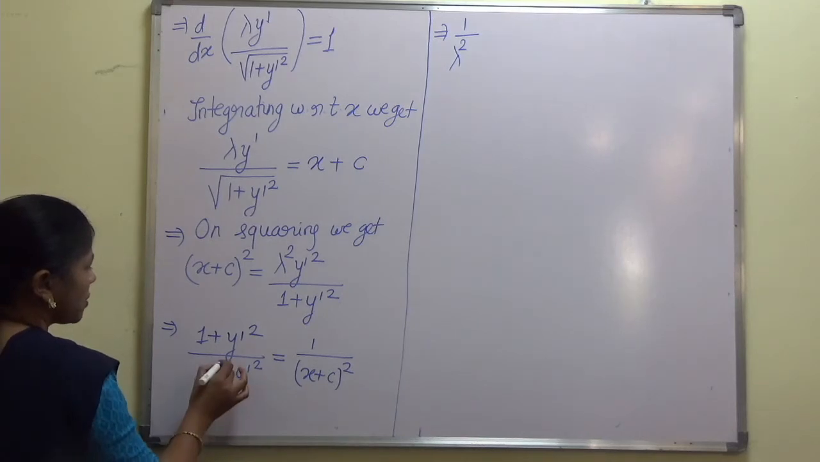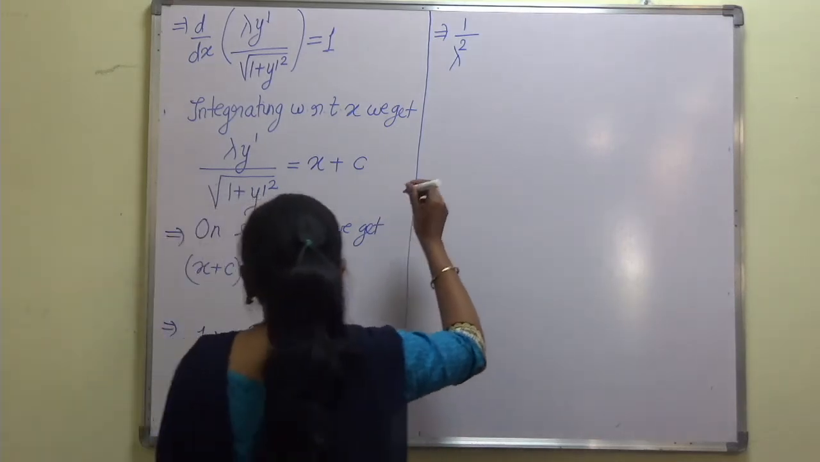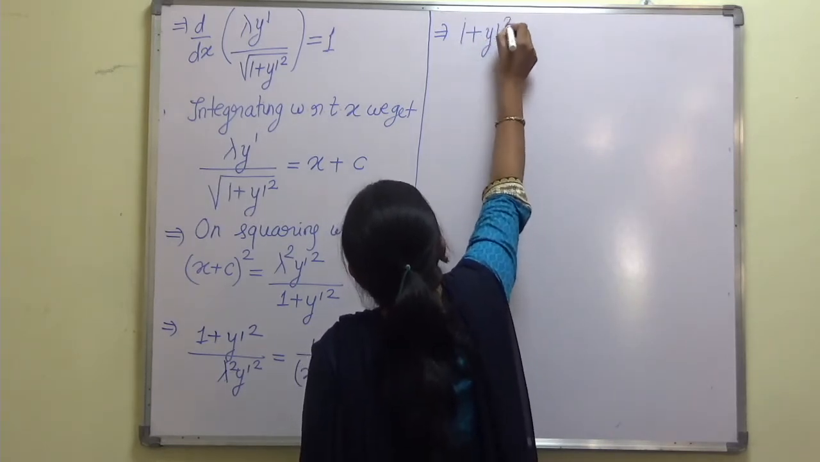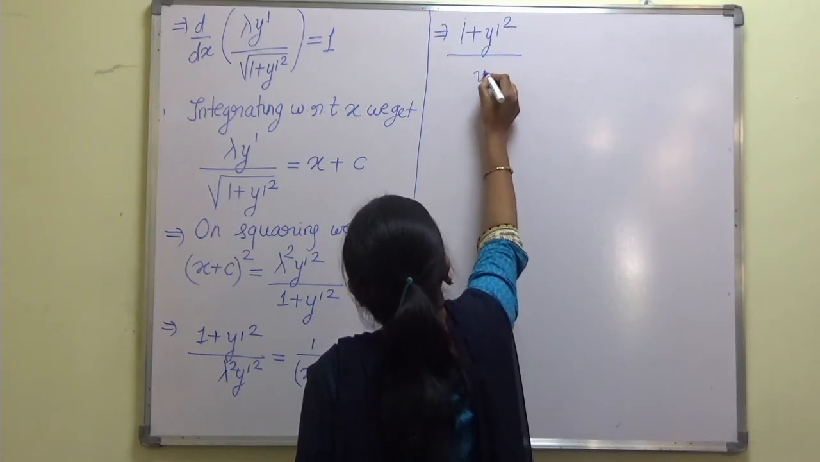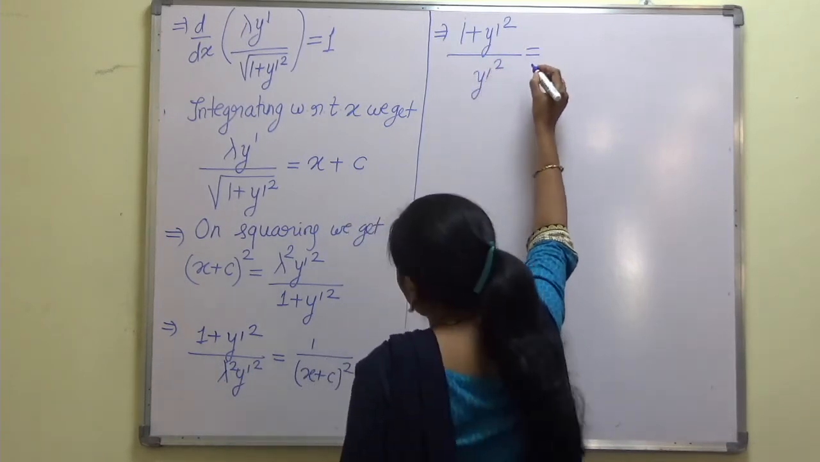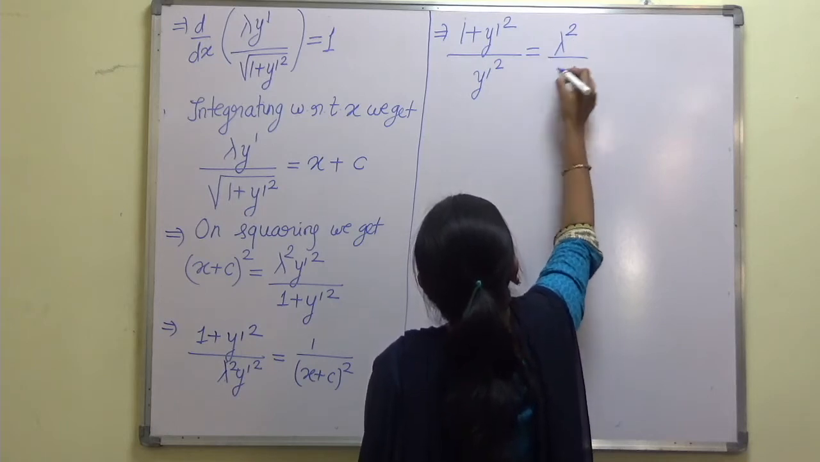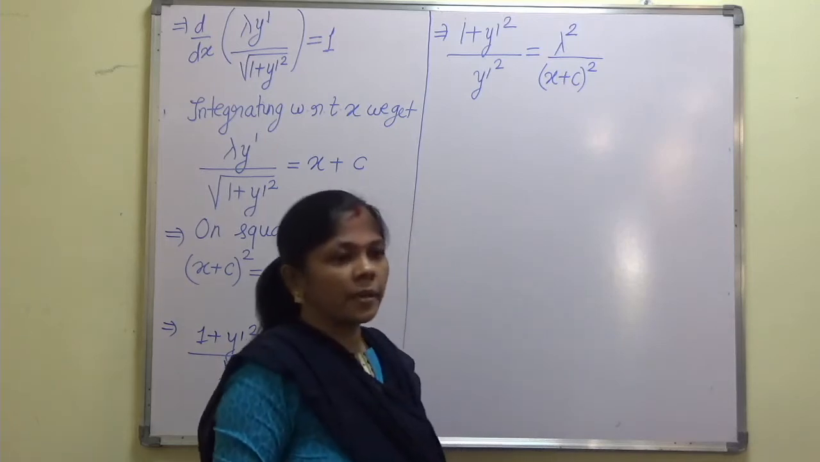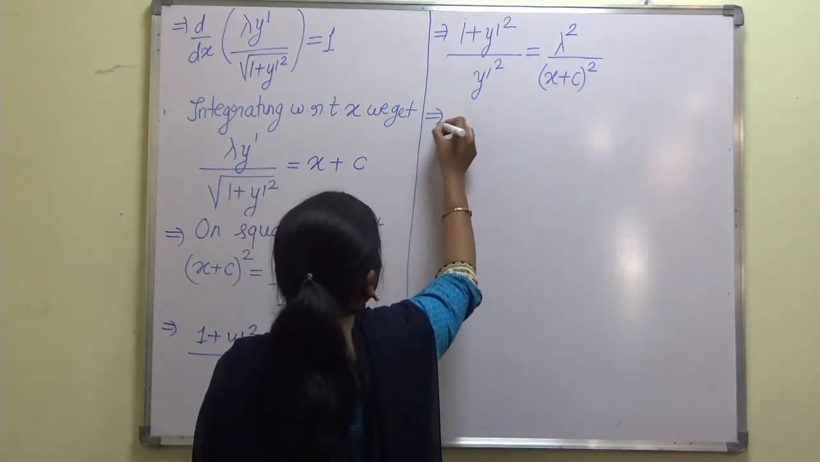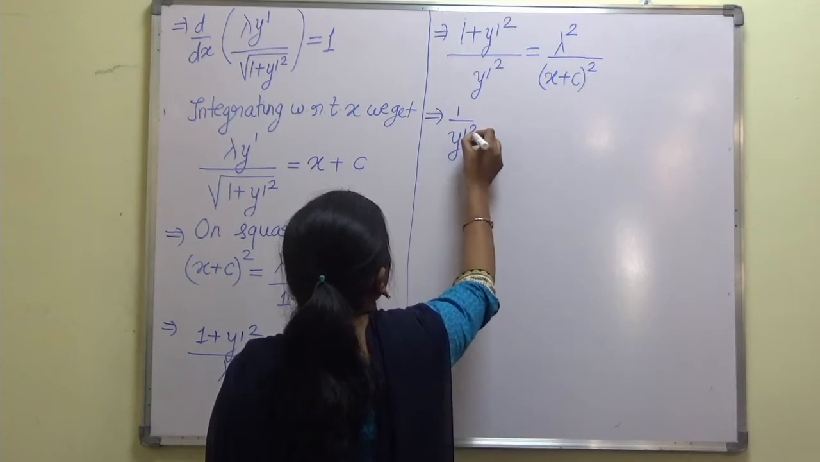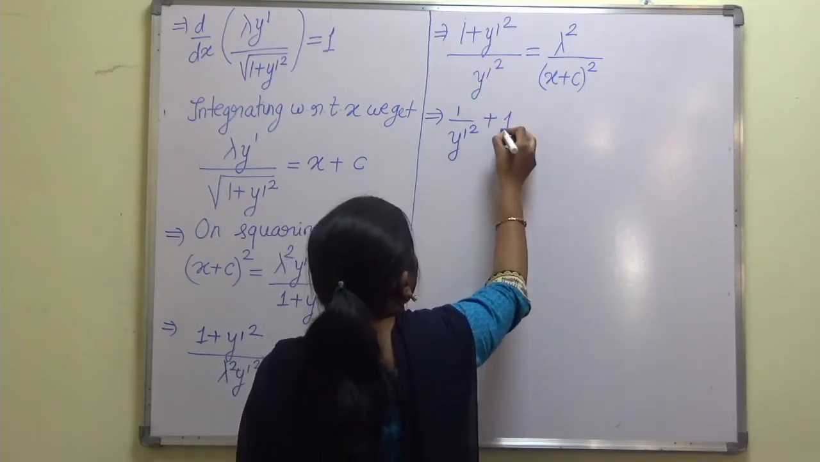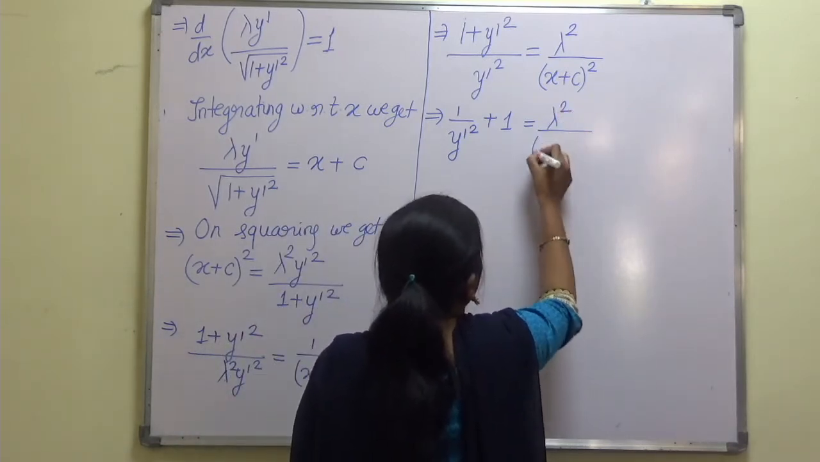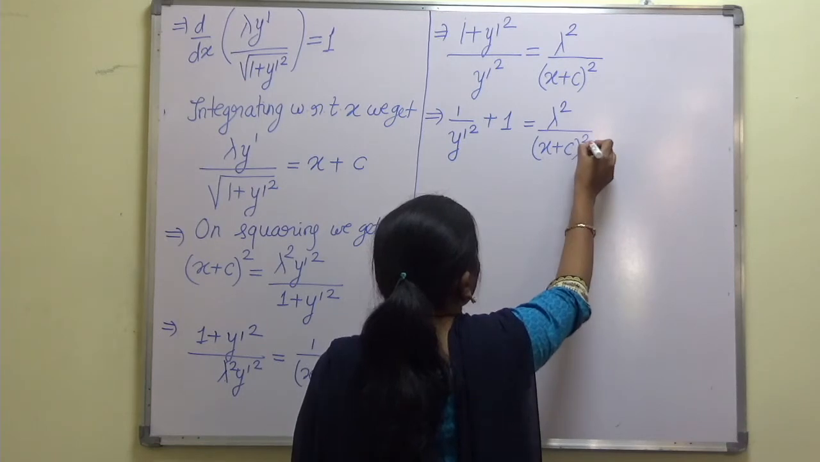So we can have 1 upon lambda. Let us write one more step, then I will separate the numerator. So (1 plus y dash square) upon y dash square is equal to lambda square upon (x plus c) whole square, right? Now separate the numerator. So we have 1 upon y dash square plus y dash square upon y dash square, which is 1, equal to lambda square upon (x plus c) whole square.